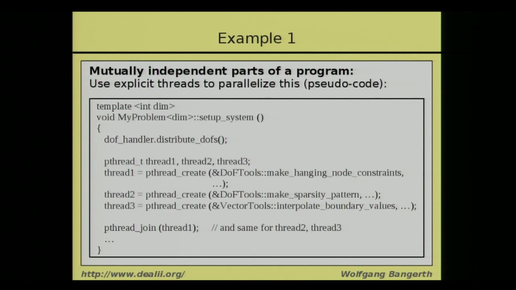So I could call pthread create with this particular function and a list of arguments that I somehow need to pass. What it's going to do is start a new thread and execute this function on the thread. And while it's doing this, on the mother thread, I call pthread create again with the function make sparsity pattern, and then a third time with interpolate boundary values.